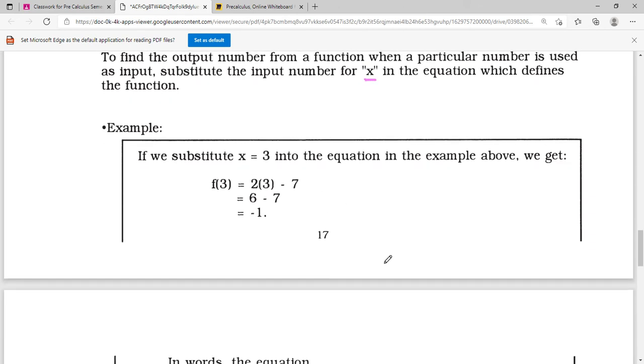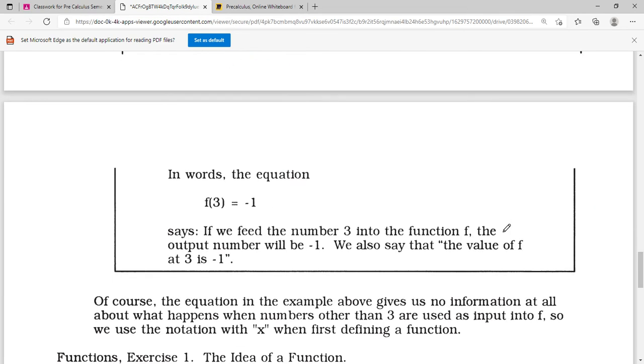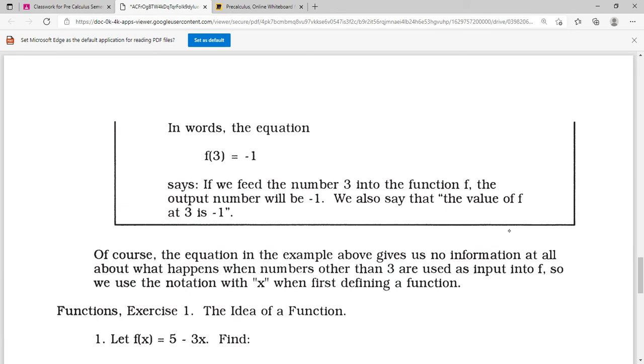If we substitute 3 into the example above, so they're asking us to find f of 3, we're going to substitute 3 every time we have x, and we get -1. That's our output. Okay, this one is our input, 3. In words, the equation is f of 3 equals -1. We feed the number 3 into the function f, the output number will be -1. We also say that the value of f at 3 is -1.